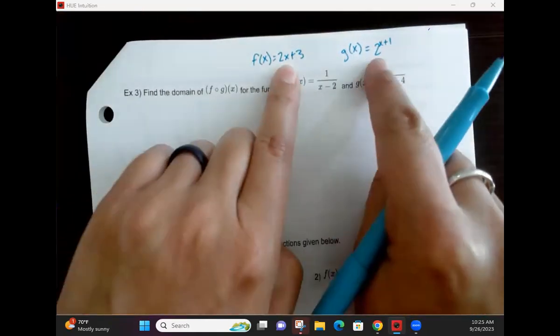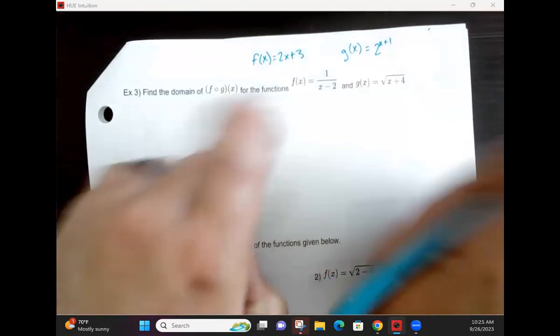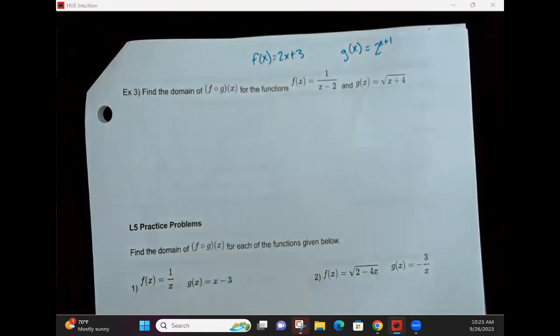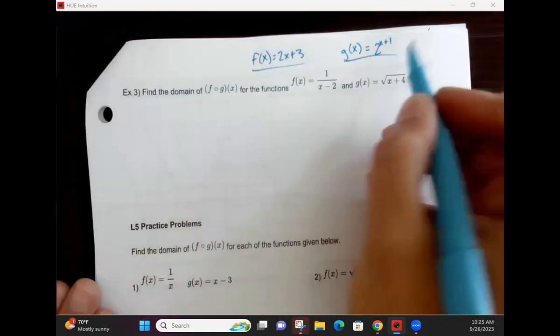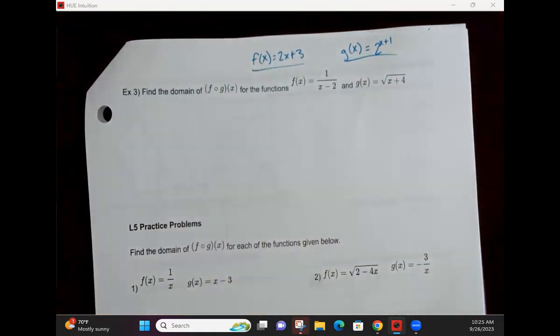So if I had something where the domain of each is all real numbers, your domain of the composite is just all real numbers. So you might be noticing that we're seeing a lot of functions where the domain is not all real numbers. We have square roots, we have rational functions, stuff where I've got to be careful with the domain. That's intentional, okay? If I've got stuff where the domain is all real numbers for both pieces, the domain is just all real numbers. Let's take a look at example 3 here.